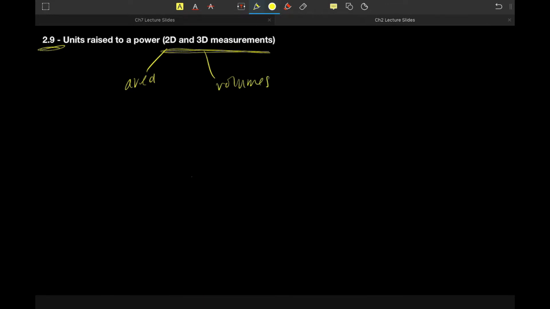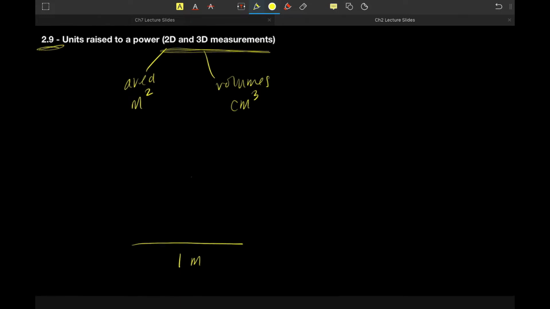And if we think back, you guys have known for quite some time now that area can be measured in things like meters squared or any variation on length squared. Volumes would be cubed, any variation of length cubed, right? And if we think about what that means, let's say this is 1 meter. That is a length. It's a one-dimensional piece of information.